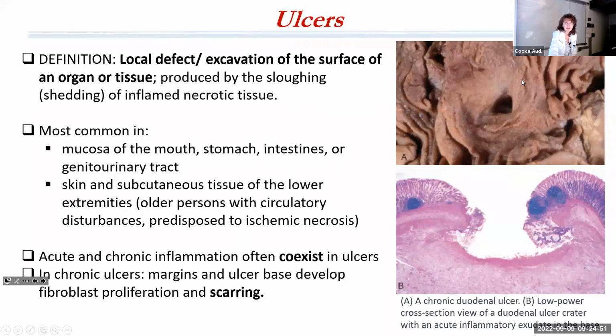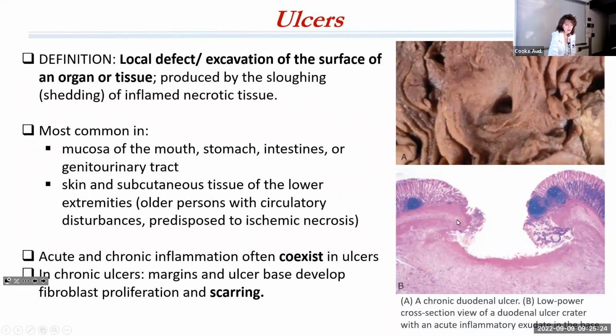It could be edema, it could be a scar. It depends on the age of the inflammation. In an acute inflammation, you might see edema. If it's chronic, it's becoming fibrotic and you can see a scar. Now, where do you see these ulcers? Most commonly in the mucosa of the mouth, stomach, intestines, or genitourinary tract. You can also see them on the skin and subcutaneous tissue of the lower extremities, mainly in older people with circulatory disturbances, which are predisposed to ischemic necrosis.